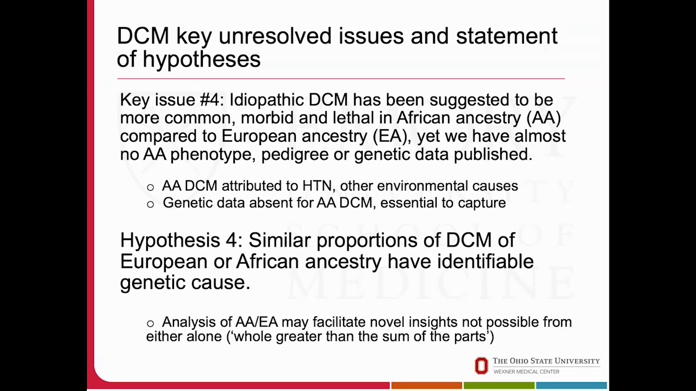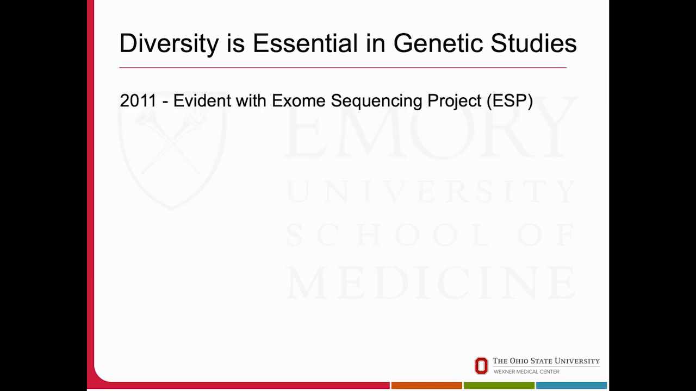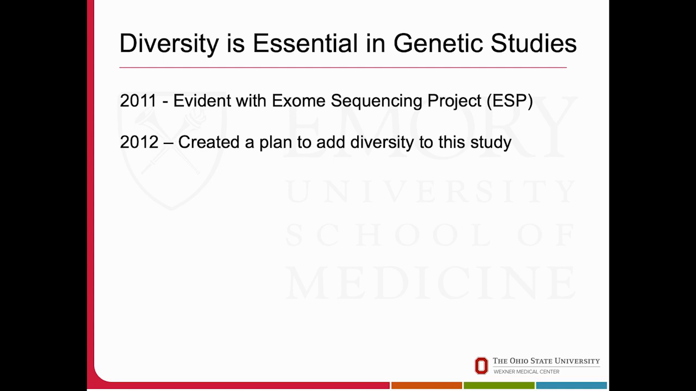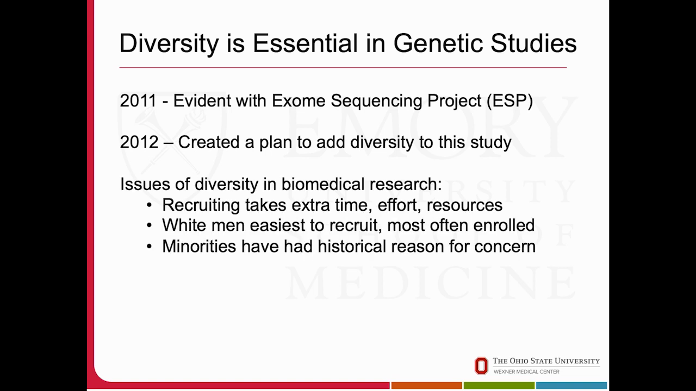Just as a side comment, and I will emphasize this, we also think the analysis of sequence from diverse backgrounds is extremely powerful to give us greater insight. This diversity became evident in 2011 with the Exome Sequencing Project, and I happened to be a small part of that ESP, and it became crystal clear that we needed diversity to understand human, at least rare variant, genetics. Of course, it does take extra time, effort, and resources, and we all know that white guys are the easiest to recruit. And minorities have had historical reason for concern. We understand this. This is real.